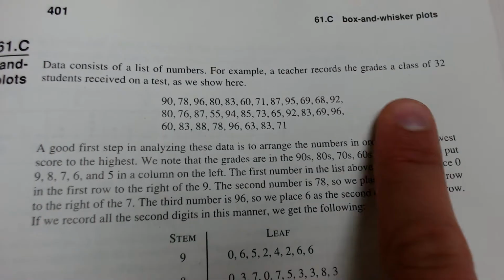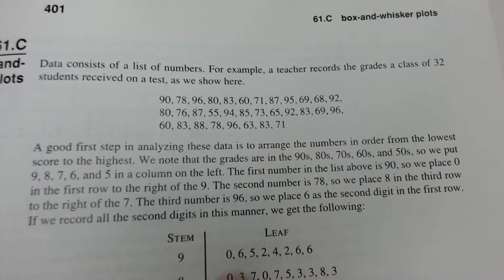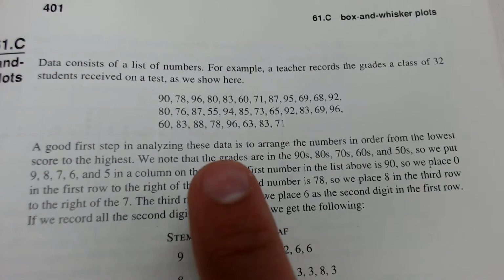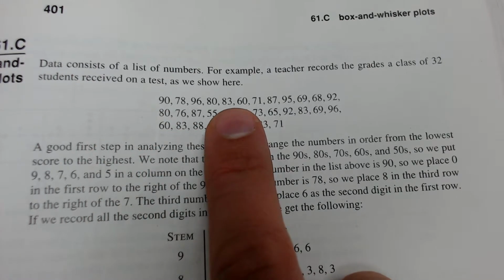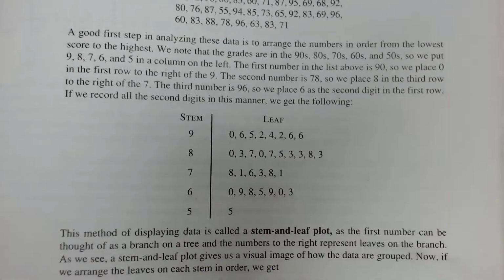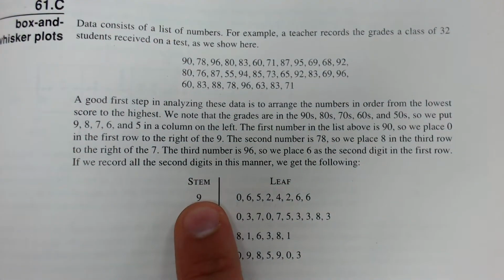So they give us this group of 32 test scores, and they want us to make a stem and leaf plot. The way a stem and leaf plot works is you just separate the numbers by tens digit and ones digit. So here we'll see in this first stem and leaf plot, our test scores range from the 50s all the way to the 90s, right?